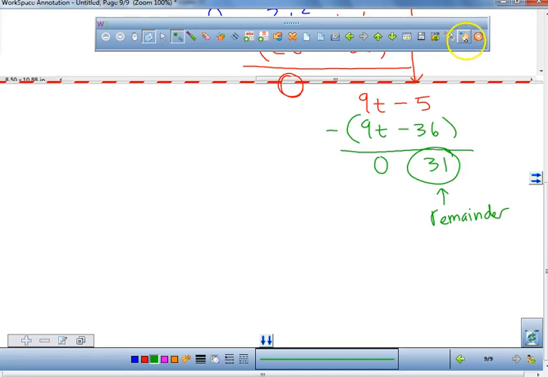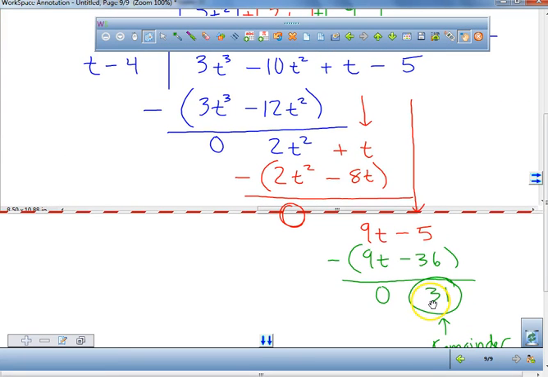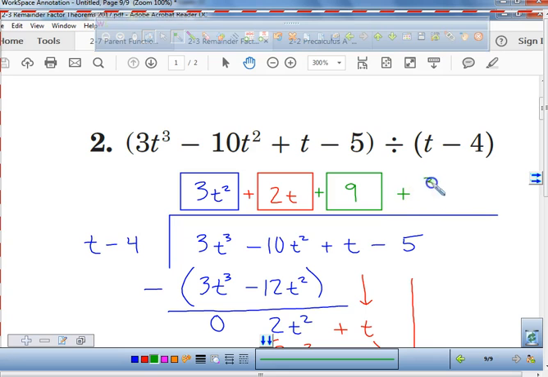So what do we do with this remainder? Let's look at our answer. Remember, we have a 31 as a remainder. What you're going to do is say we have a remainder of 31 over our divisor. And what's our divisor? T minus 4. That's how you write your final answer. You don't have to put your final answer in boxes on your paper. Your final answer is 3t squared plus 2t plus 9 with a remainder of 31 over t minus 4.